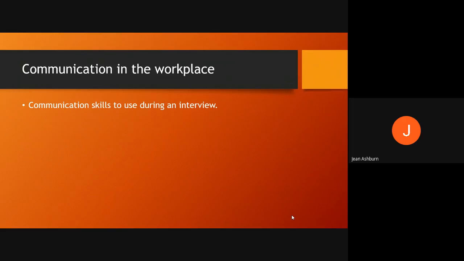Remember, nonverbal communication is also critical in an interview, and employers expect good eye contact, good posture, and also active listening.